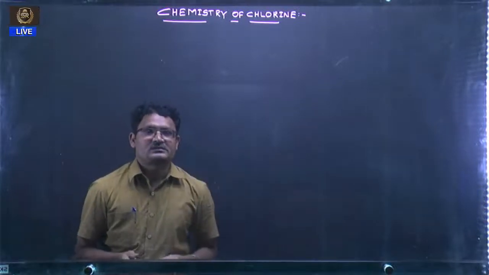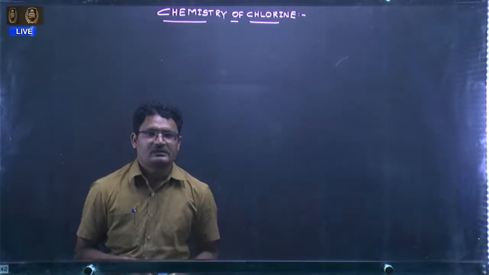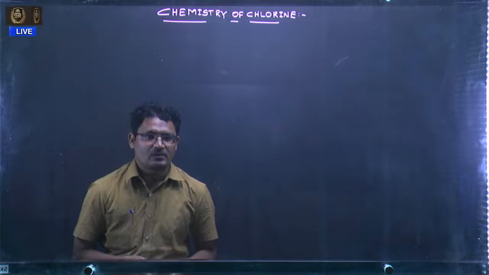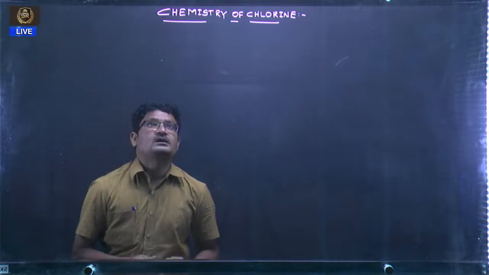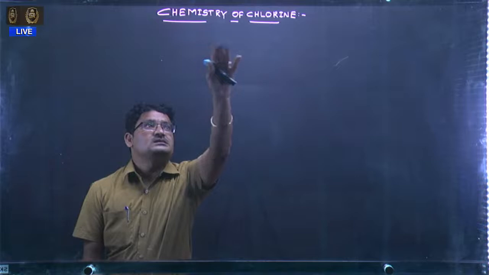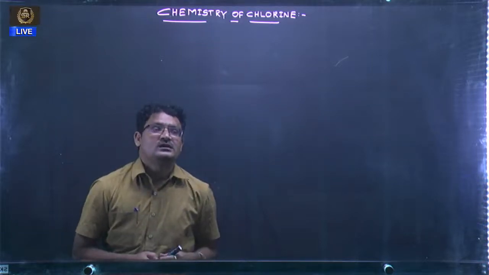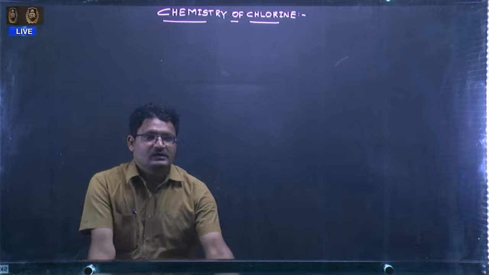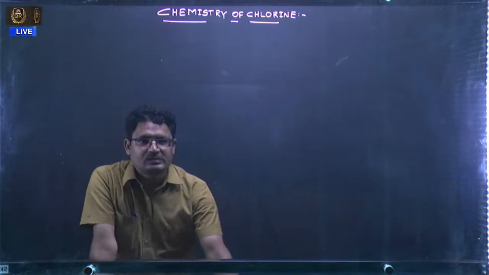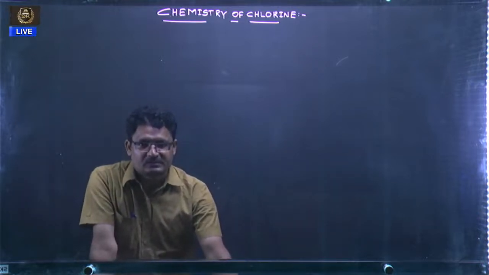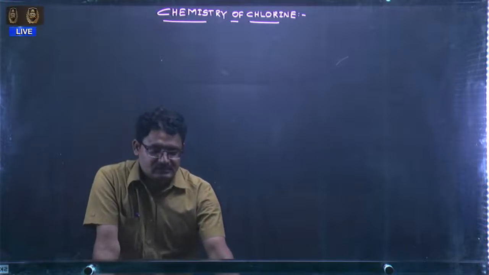Okay, in the previous class we already discussed the inter-halogen compounds. After that topic, the next topic is the chemistry of chlorine. That means this is a continued topic. The chemistry of chlorine was introduced by the scientist Singh.